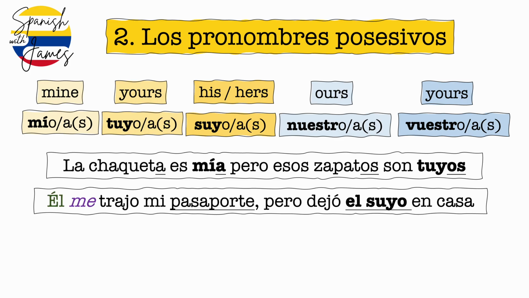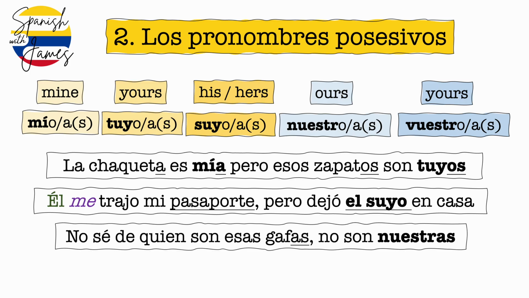Él me trajo mi pasaporte, pero dejó el suyo en casa. He brought me my passport, but he left his own, or his one, at home. So here I'm also using an object pronoun, the me, which we'll talk about a bit later, but let's focus here on el suyo, because I've mentioned the word pasaporte, which is el pasaporte, a masculine noun. Instead of saying trajo mi pasaporte pero dejó su pasaporte, there's no point saying the word passport twice, so I can just say he left his.